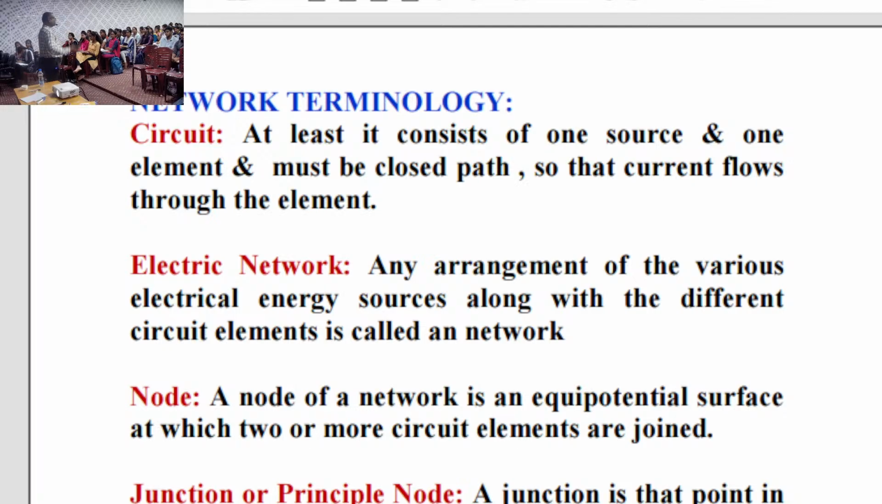Direct current circuits. AC circuits, alternating current circuits. In DC circuits, how many topics do we have? 8 topics we should read to get the knowledge. First one, network terminology. So what to study in the network terminology?